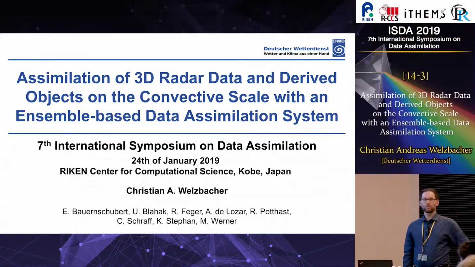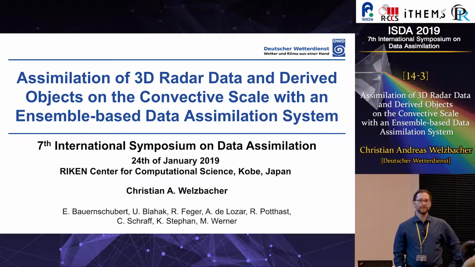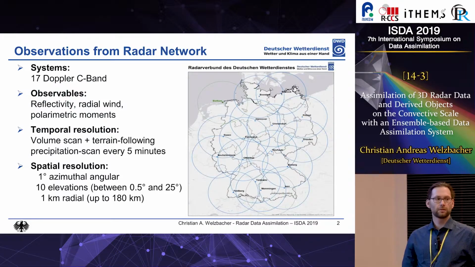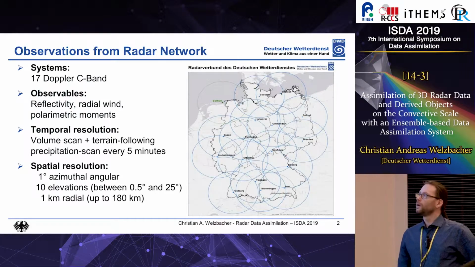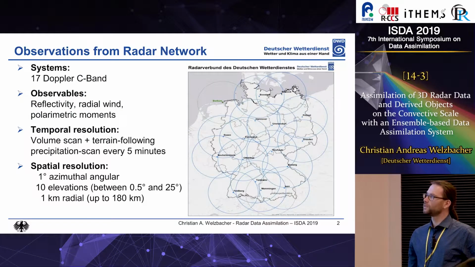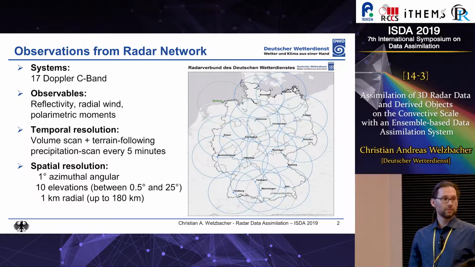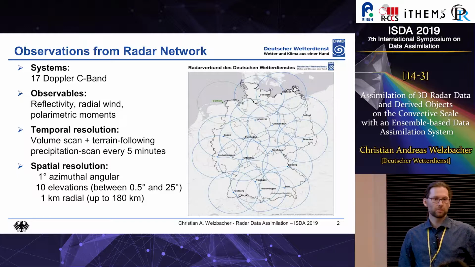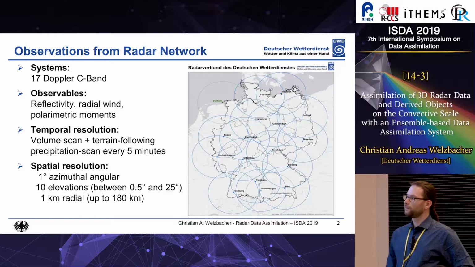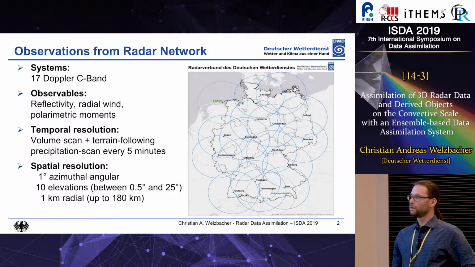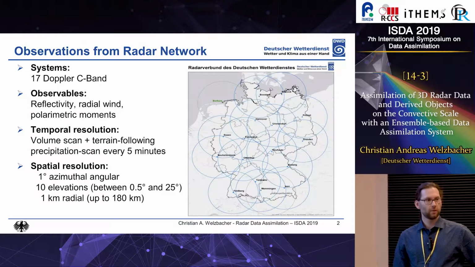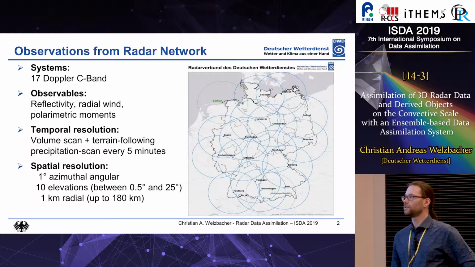Before I get into the details, I want to follow the golden rule of look at your data, and in this case, look at your observations. So this is the radar network of the German Meteorological Service. I don't want to give you all the details, but just tell you that we have about 17 radar stations covering all German terrain, and all of them perform a synchronous scan strategy. We have 2 scan strategies. They are also synchronized: one volume scan where you sample the volume and one terrain following precipitation scan.